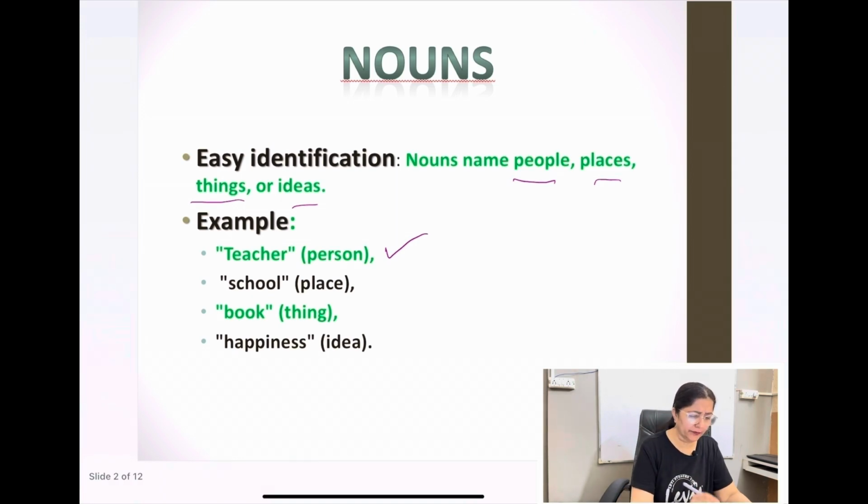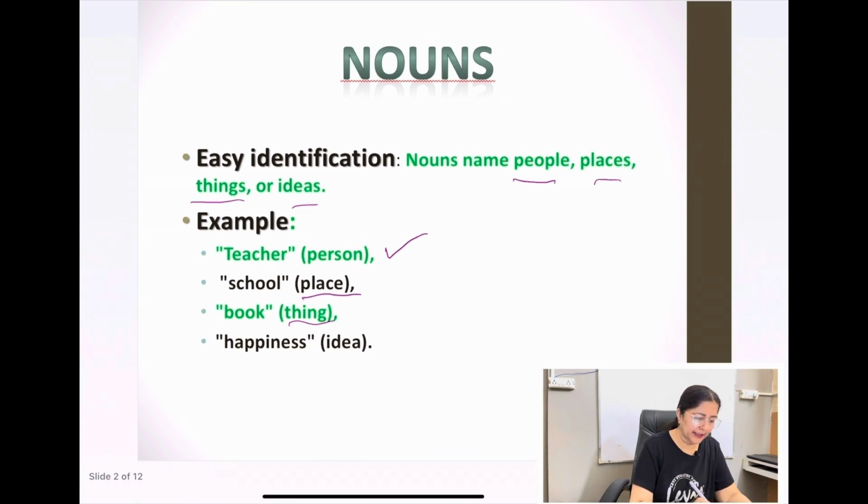It could be the name of a place. For example, Delhi, Calgary, New York, all these are places. Because it is telling the name of that place, it is a noun. Similarly, you have many things around you. For example, book, table, chair, laptop, this pencil, my spectacles, my iPad. All these are things and they are nouns.